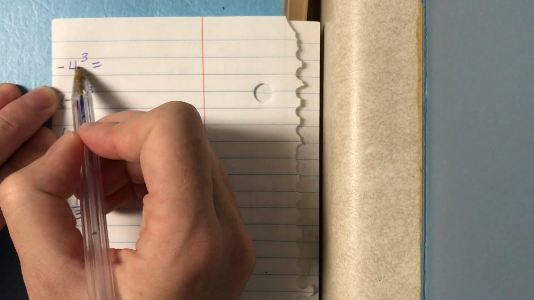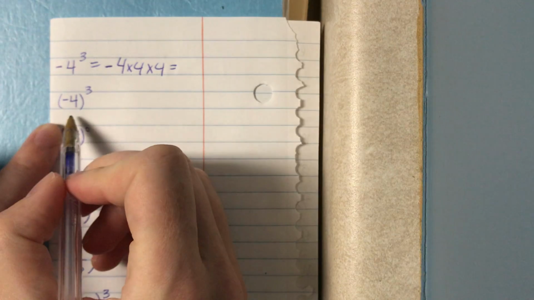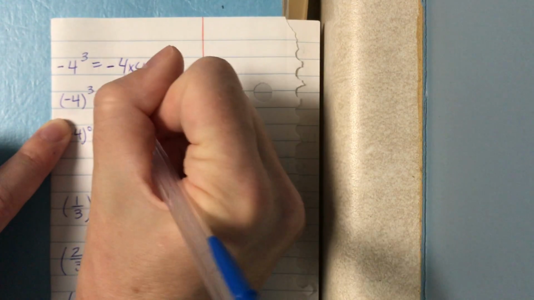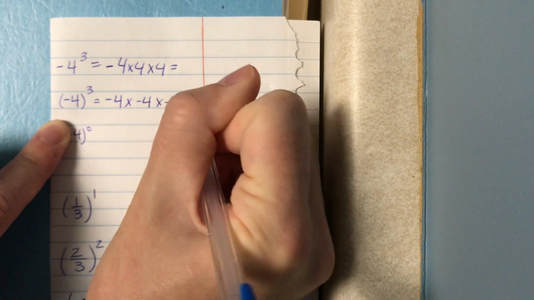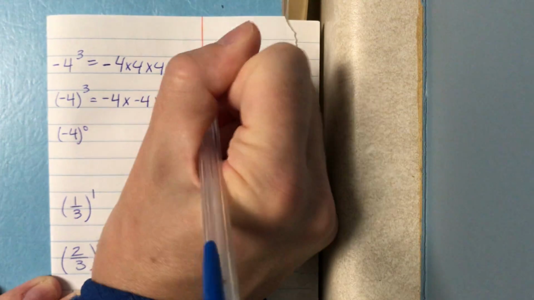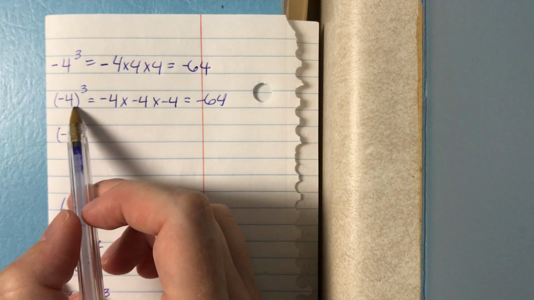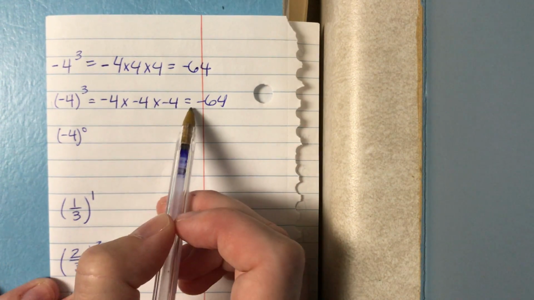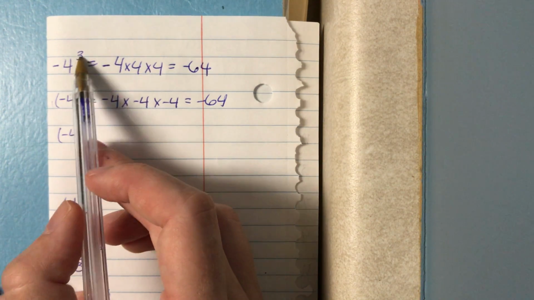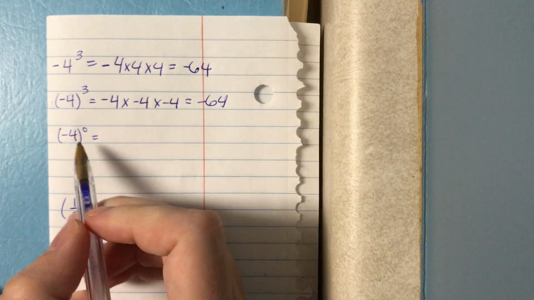Okay, we have a couple more to look at here. All right, so I don't see any parentheses here, so only the 4 is going to be repeated. So I'm going to have negative 4 times 4 times 4. And then this one I do see parentheses. So I'm going to have negative 4 times negative 4 times negative 4. All right, so I should get negative 64 for both of these, but just notice that when you're writing out an expanded form, if it has parentheses, everything inside gets repeated. If it does not have parentheses, only the number next to the exponent gets repeated, and you're just writing that negative out front. Okay, third one here, anything in the 0 power is 1.